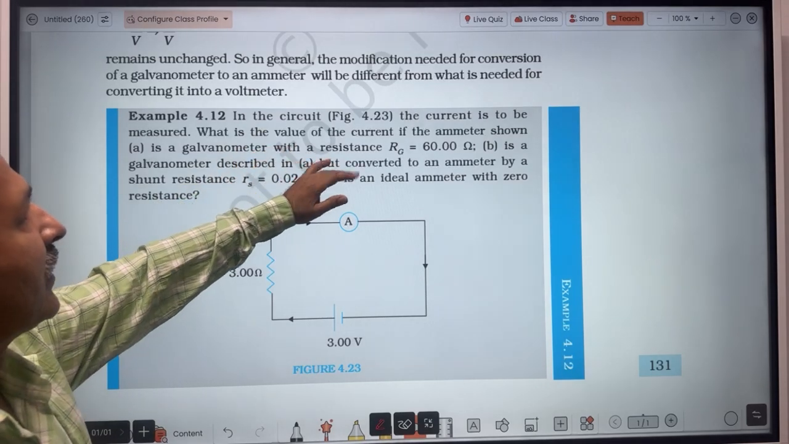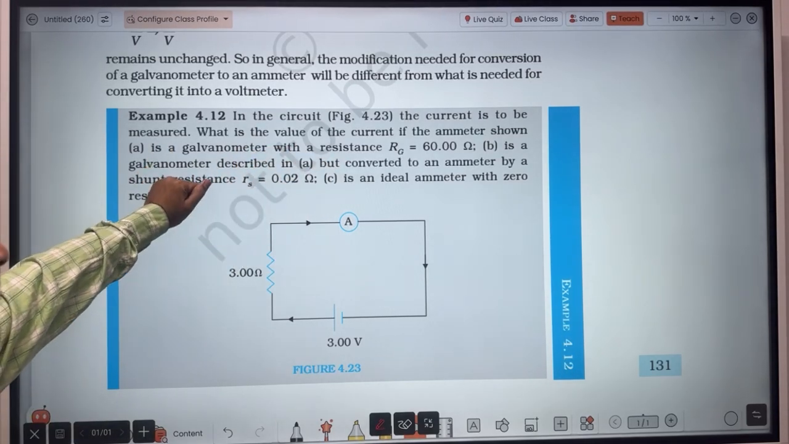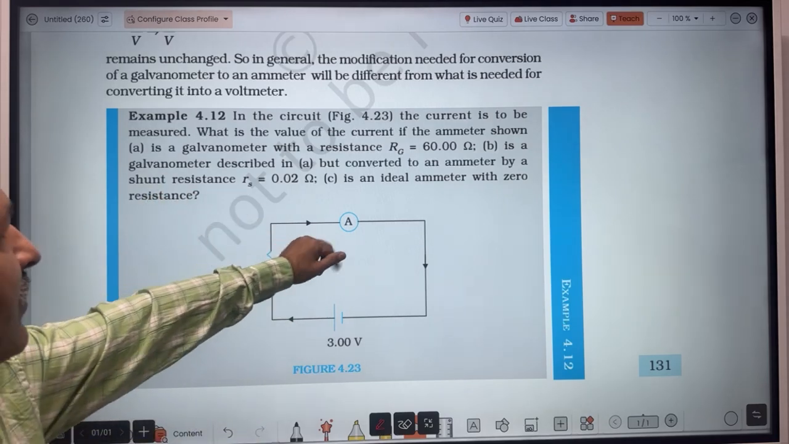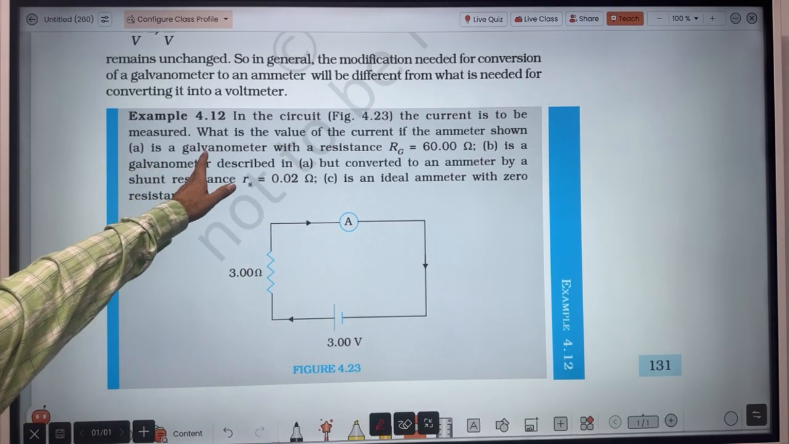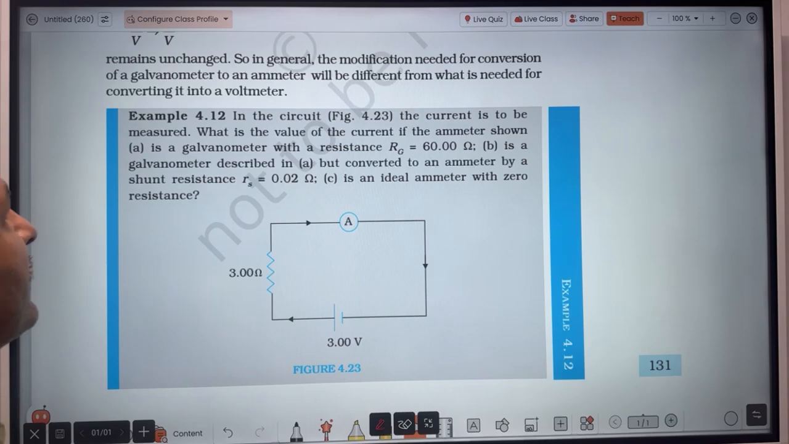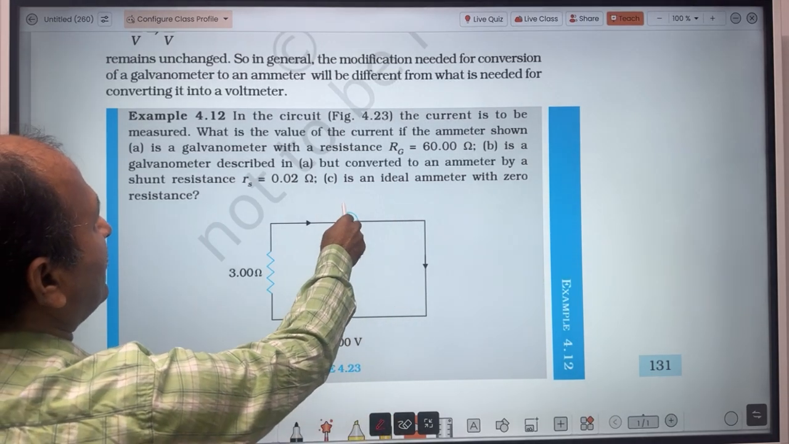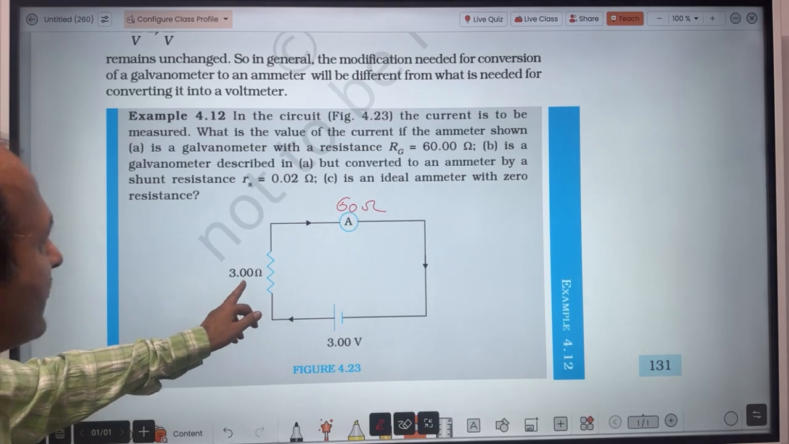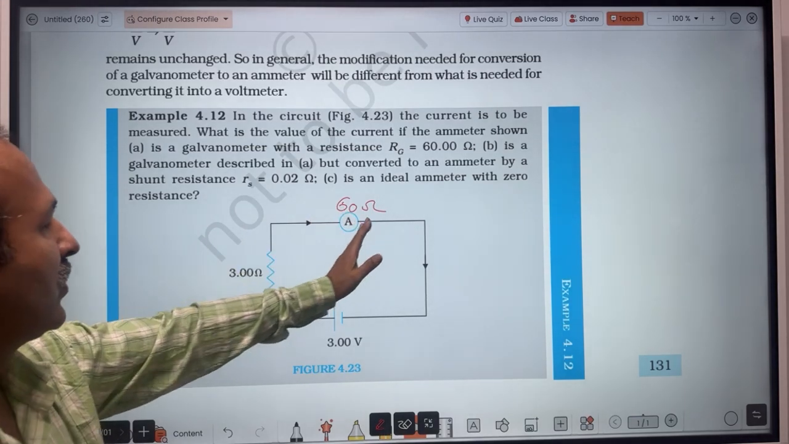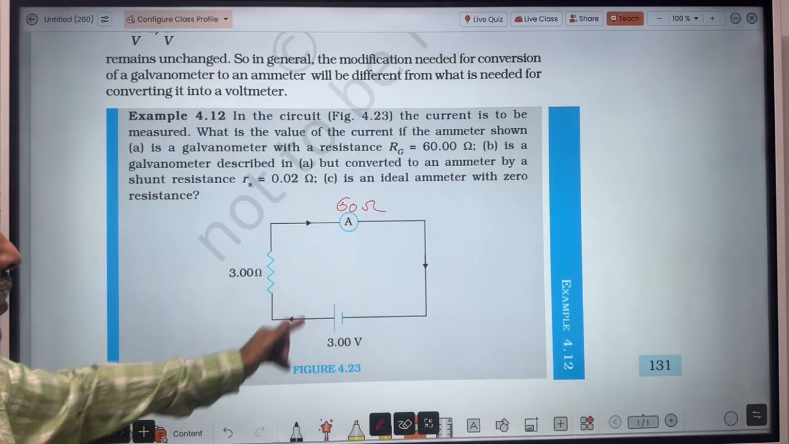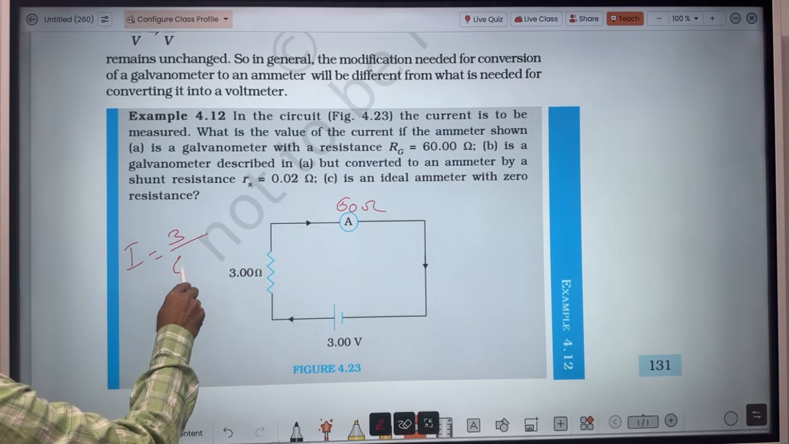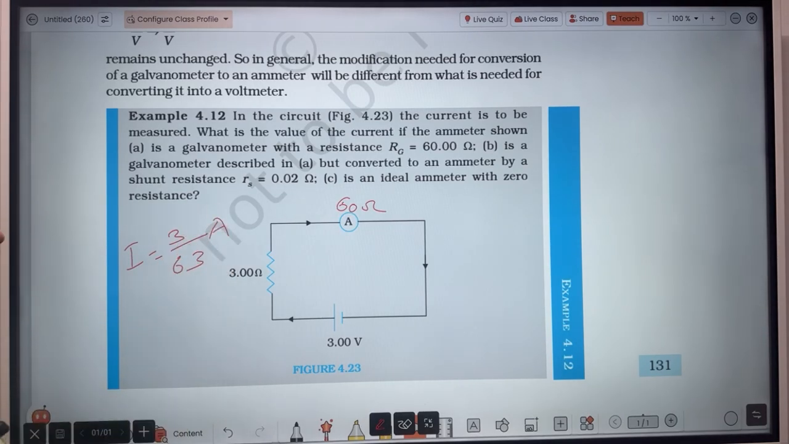In the circuit, the current is to be measured. What is the value of the current if the ammeter shown is a galvanometer with resistance of 60 ohm? Then what do you observe? This is 3 ohm, this is 60 ohm, voltage source is 3. So current you can easily find: I equals 3 divided by 63 ampere.